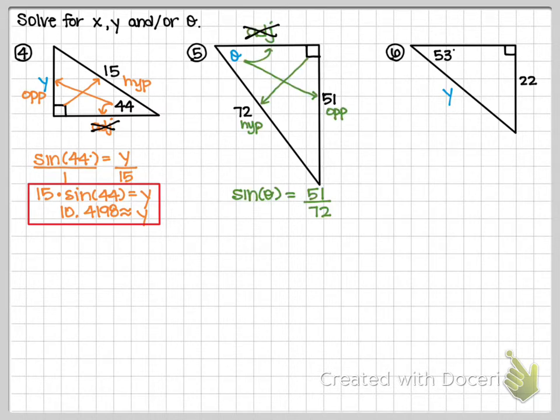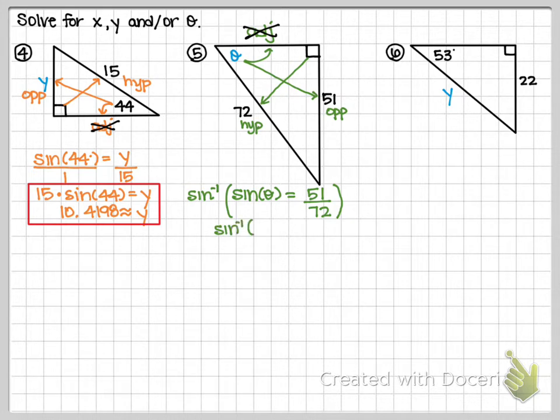Okay, so it looks like we have opposite and hypotenuse again, so that's going to be our sine ratio, but we don't know what the angle is this time, so we're going to do sine of theta is equal to 51/72. In order to get the sine ratio to disappear, we're going to have to do the inverse of that. And we are going to do sine inverse on both sides.